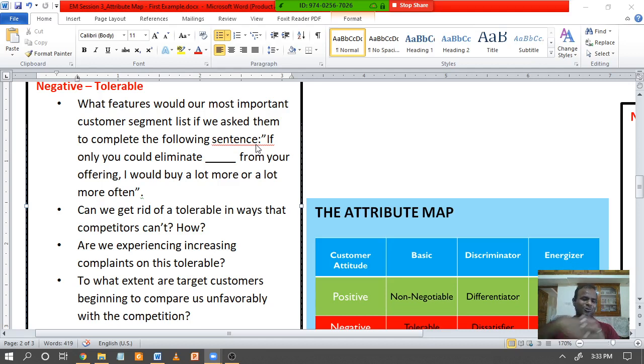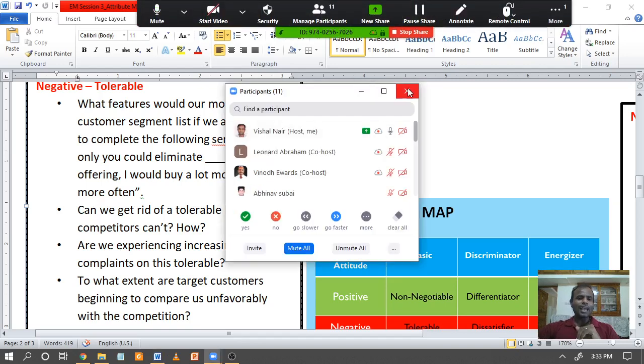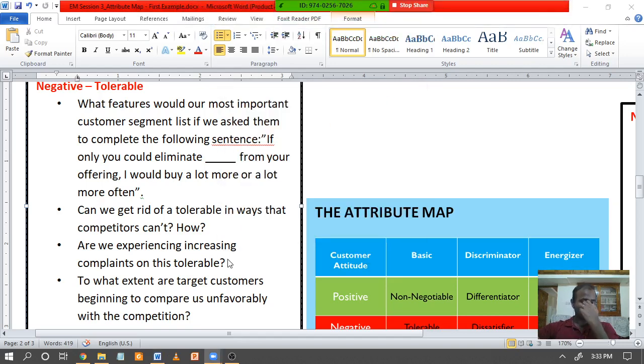Now let me ask you one question. Can we get rid of the tolerable in a way that our competitors can't? What do you think? What do you guys think? Is there a way we can get rid of this tolerable which our competitors can't? For example, you have to attend a lab session. Can you get rid of this tolerable in a way that our competitors can't?